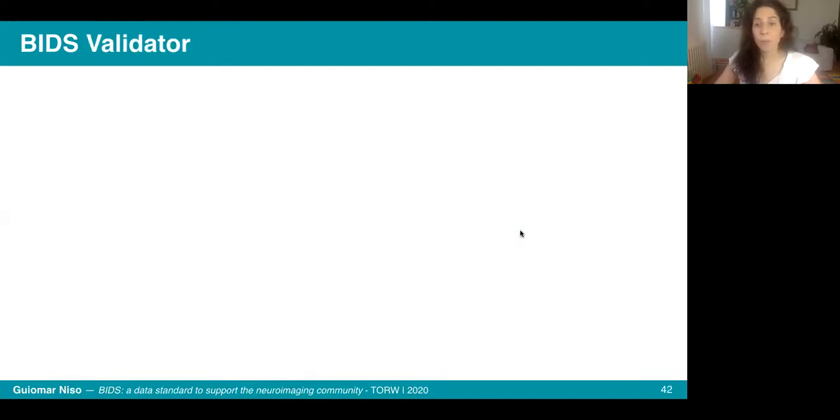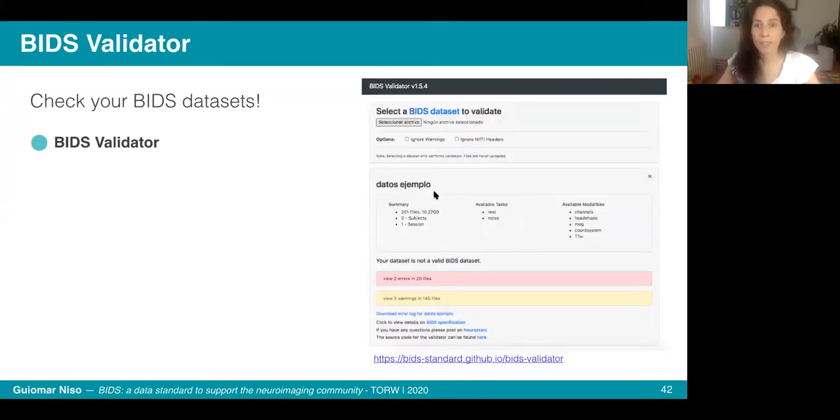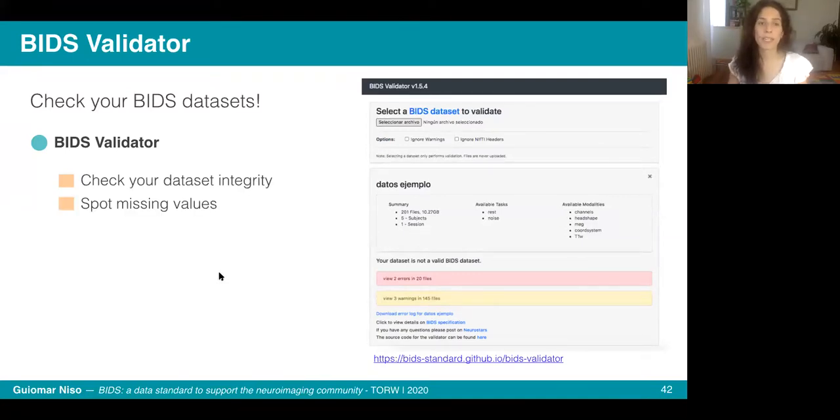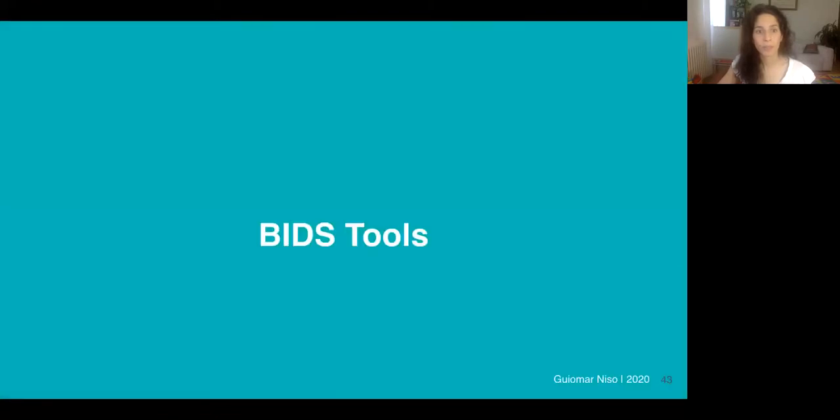We also have our BIDS Validator, which I think is key in BIDS, because it enables you to check your BIDS dataset. This is the online version where you can upload your BIDS dataset, and it gives you the errors or the warnings. So you can check your dataset integrity and spot missing values. This is a really nice tool for the community.